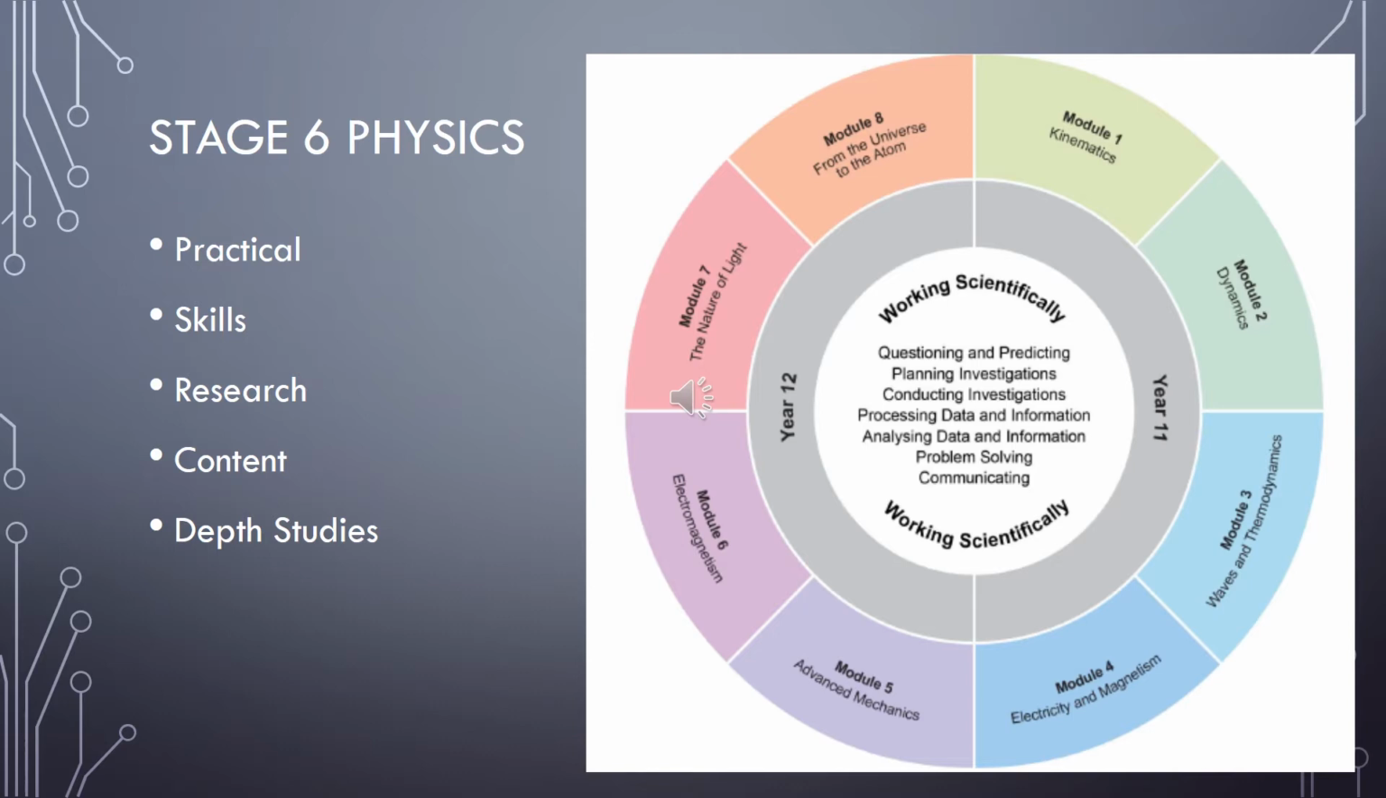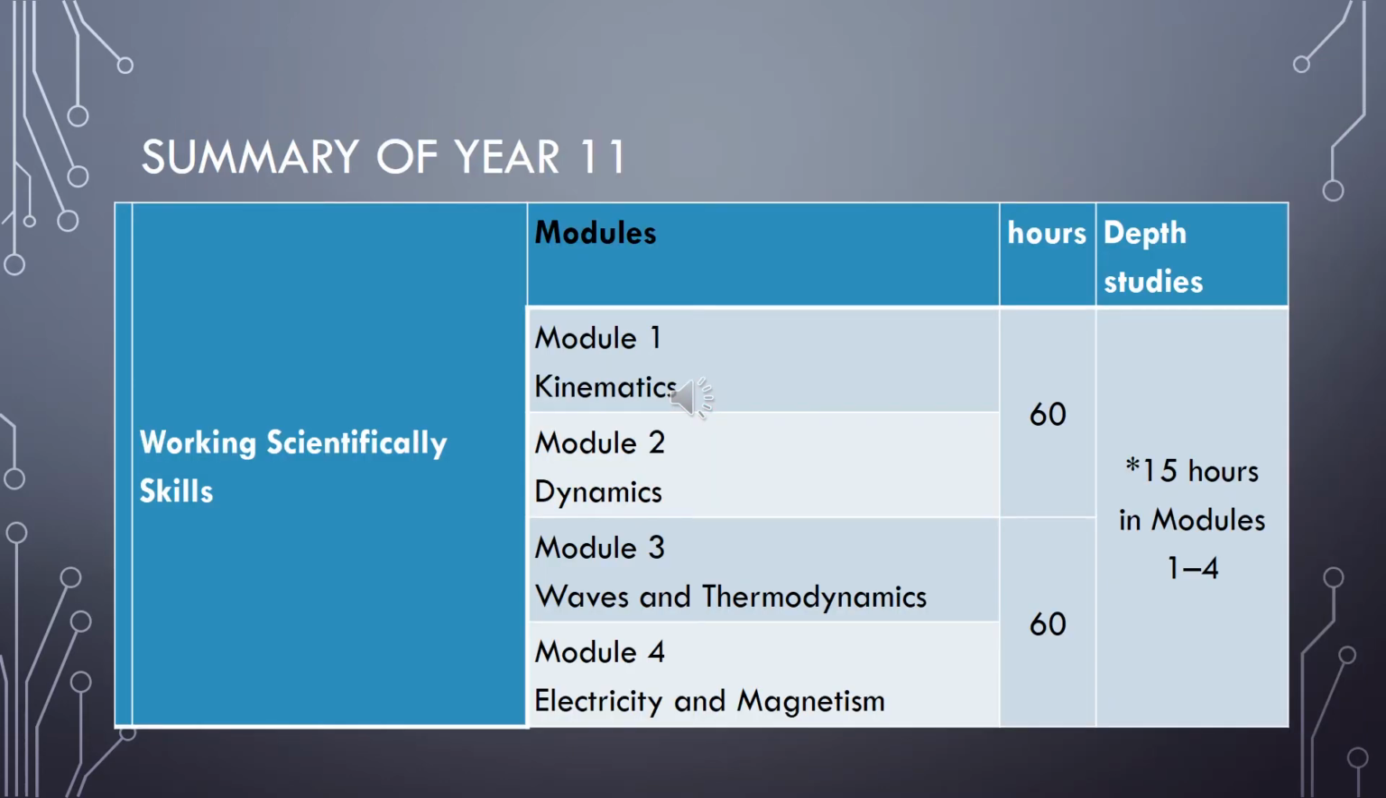There are 8 modules that need to be completed throughout the whole of Stage 6. 4 will be completed in Year 11 and 4 completed in Year 12. Year 11 is broken up into 4 modules. Module 1, Kinematics, looks at describing, measuring, and analyzing motion. Module 2, Dynamics, looks at the relationship between motion of objects and focuses on Newton's laws. Module 3, Waves and Thermodynamics, looks at wave motion and energy transfer. Module 4 looks at electricity and magnetism, where you focus on atomic theory and laws of the conservation of energy.